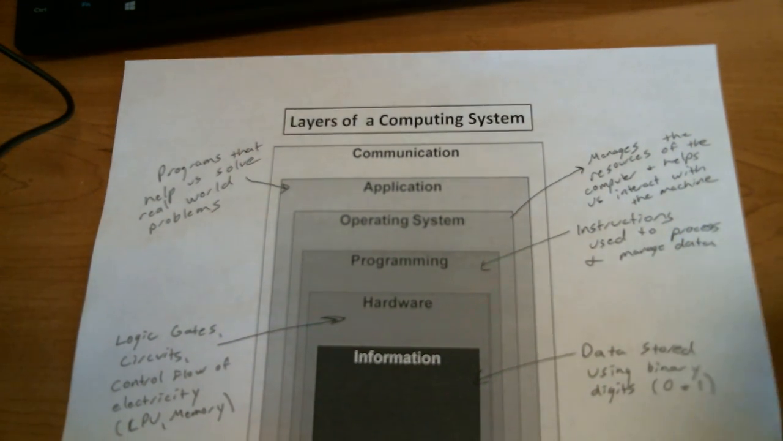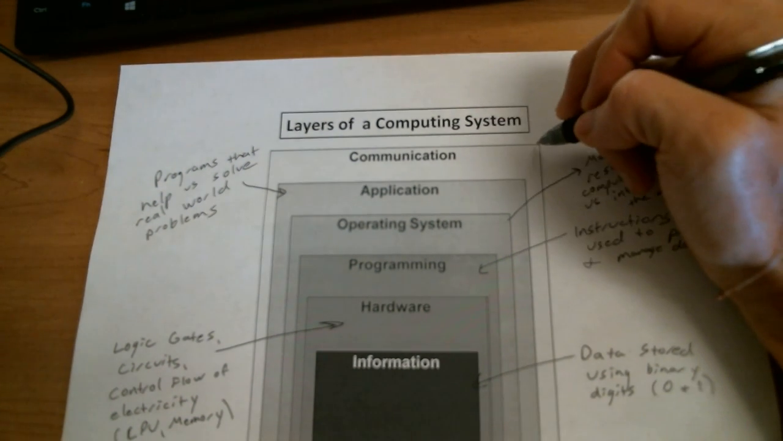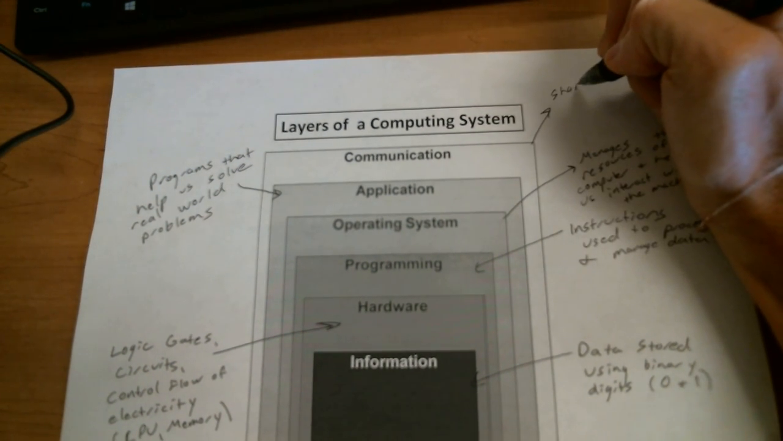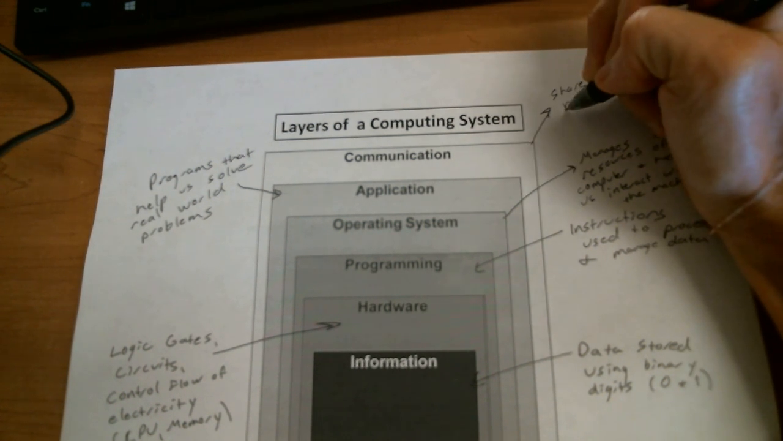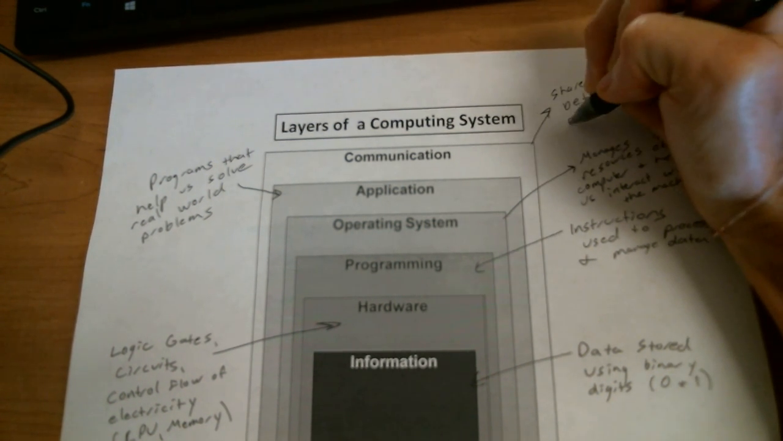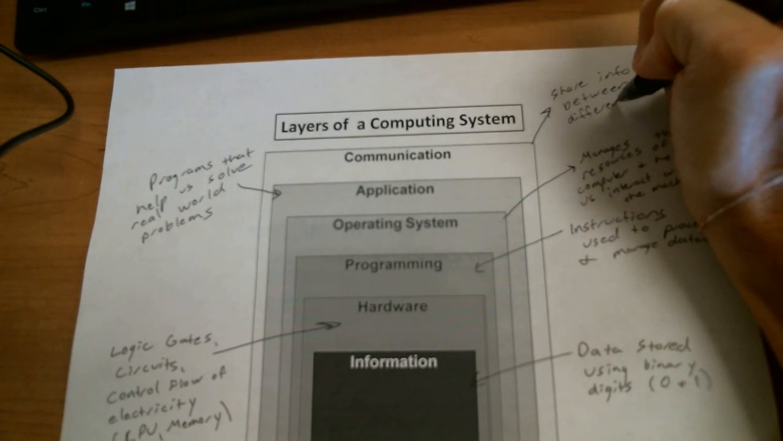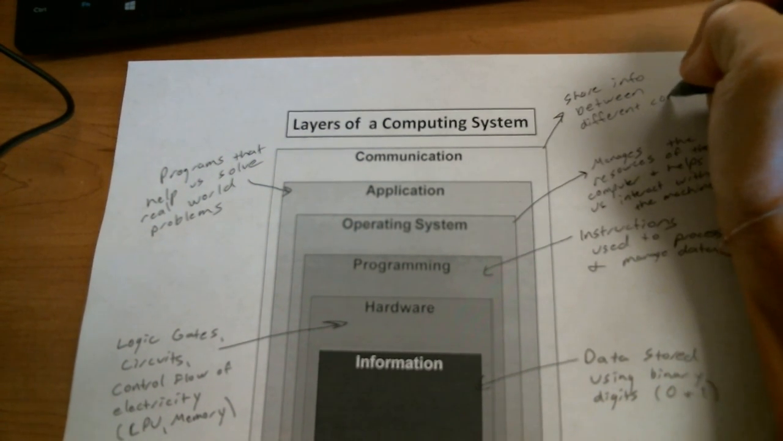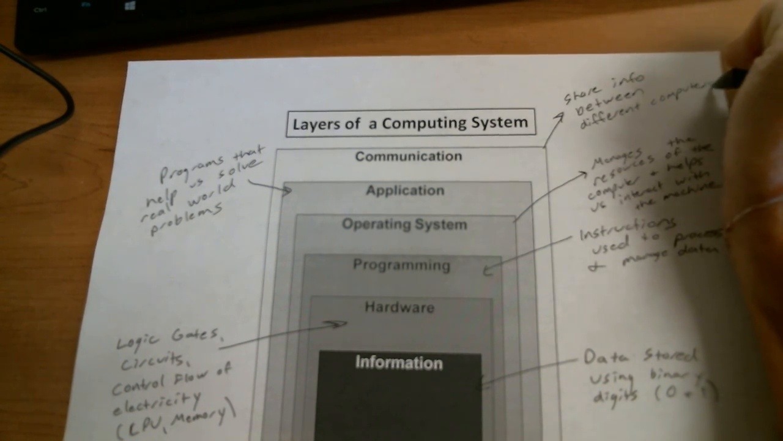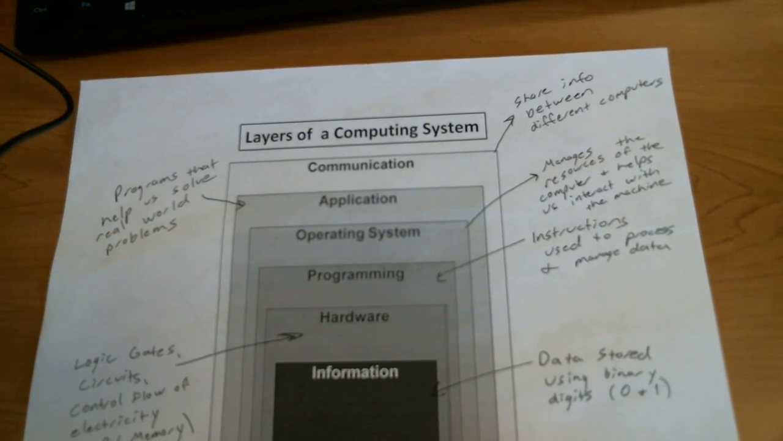And then last but not least is the communication layer, which is when we start sharing info between different computers. So all of those initial layers are all happening within a single computer. And then eventually we get to the communication layer where you start communicating between different computers and sharing information across different computers. All right. So first things first, let's talk about this information layer.